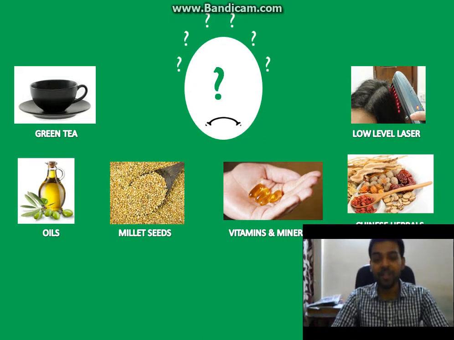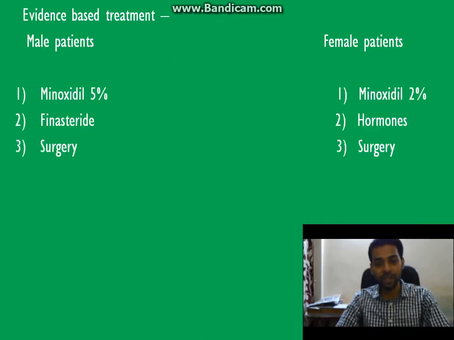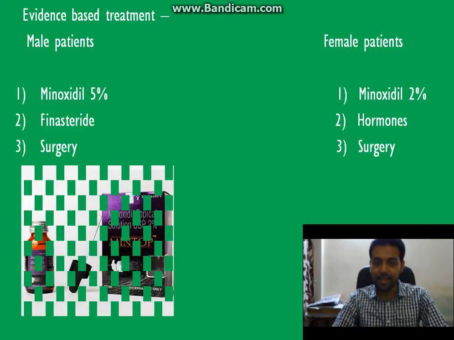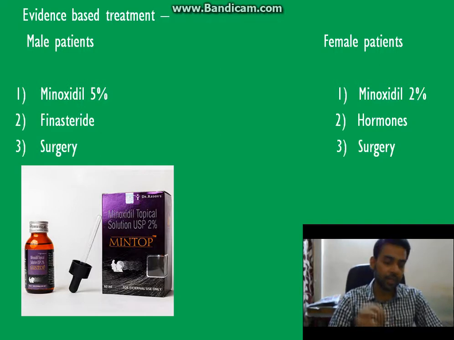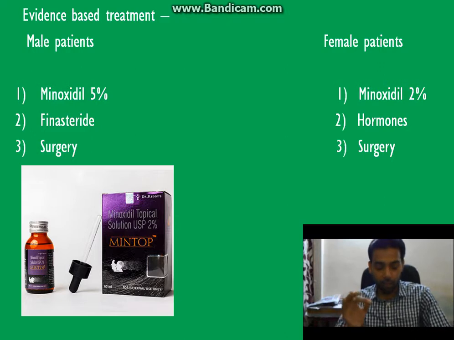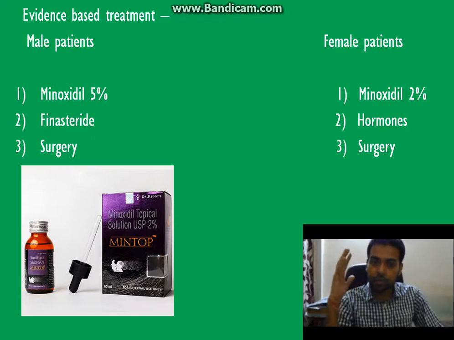So what are these treatments? Let us see. The first one is minoxidil. Minoxidil comes in the form of a solution or foam. It is actually like an oil. You just have to take 1 ml of the solution. It comes with a dropper. You can just take 1 ml of the solution and apply it like an oil to the areas where you're getting bald, once in the morning and once at night.